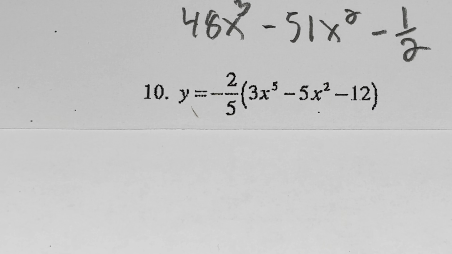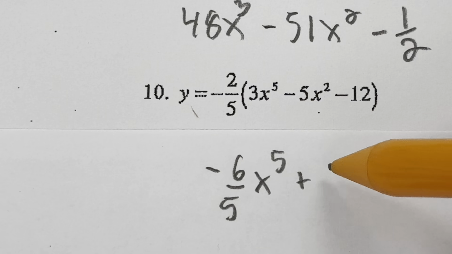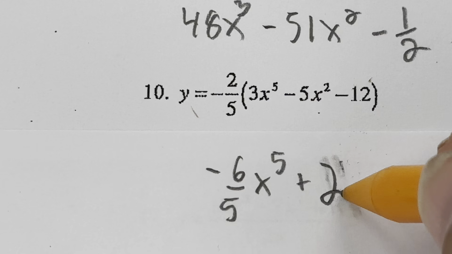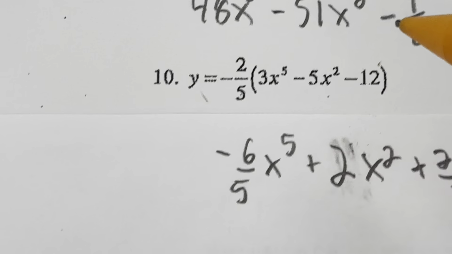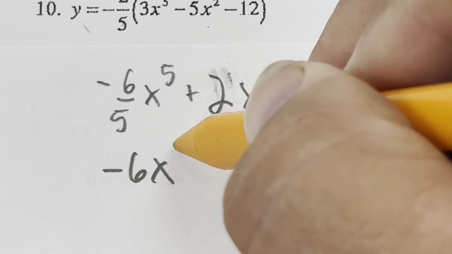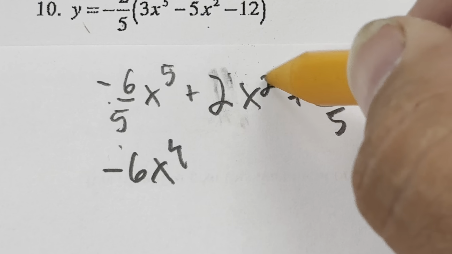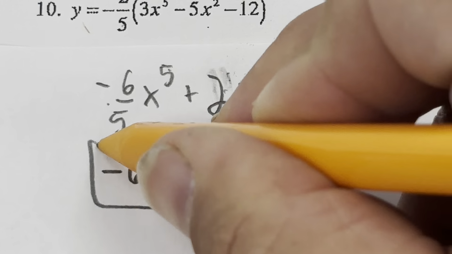I don't know. I've never seen one like this before. I want to distribute the negative 2/5. So that would be negative 6/5 x to the 5th plus 10 plus 2x squared. And a negative times a negative, positive. So that's going to be plus 24 over 5. Take the derivative of this. That would give us negative 6x to the 4th, because that 5, when I multiply it, will simplify with that 5. 2 times 2, that would be plus 4x. And the derivative of that fraction, which is a constant, is just 0.